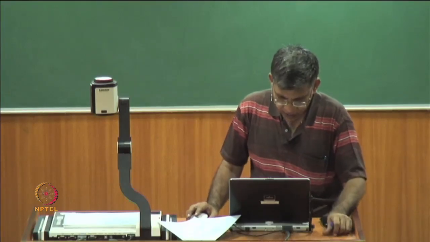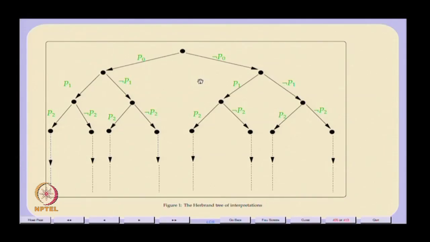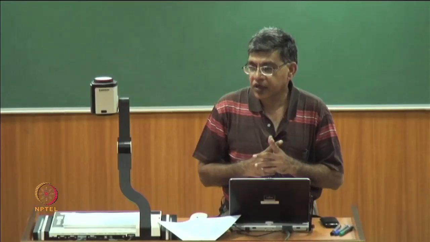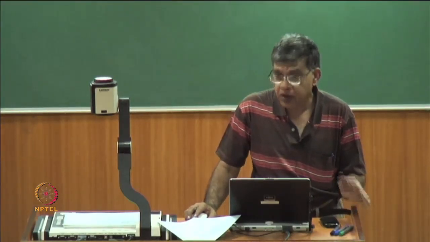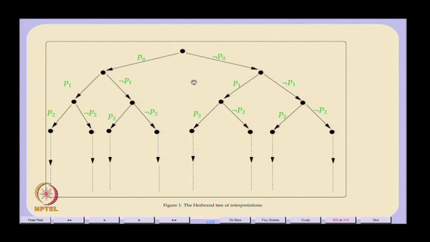Okay, so I am going to call this the Herbrand tree of interpretations. It is a non-standard name. I need some way of referring to this tree, so I have given it that name. So, this tree encompasses all possible interpretations of the atomic predicate symbols P. Why do we require this tree? Well, the tree is a binary tree, but it is infinite. One important thing is that it is finitely branching, right. At any level there will be only a finite number of nodes.